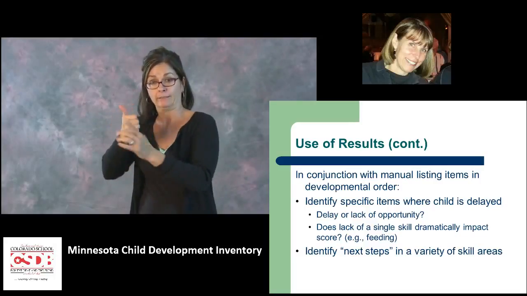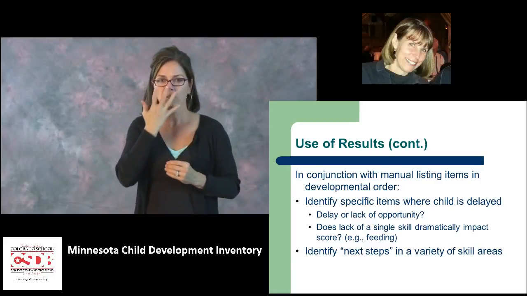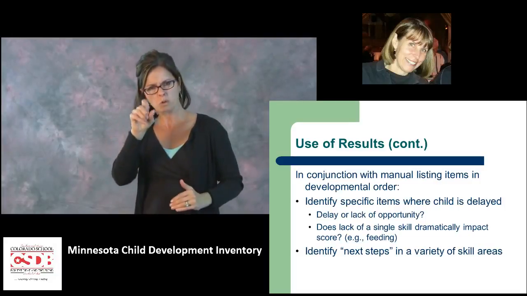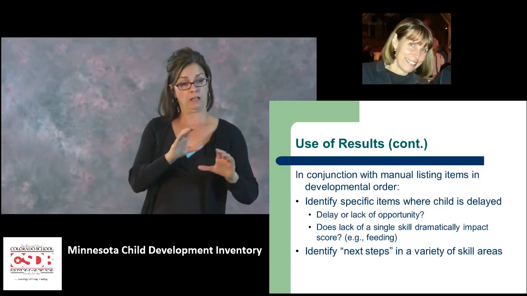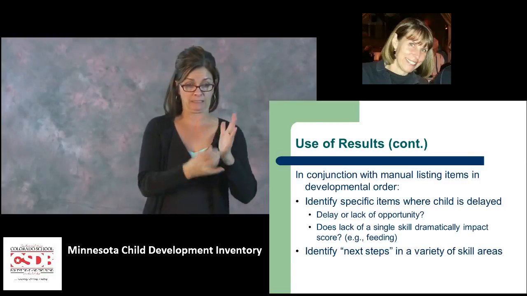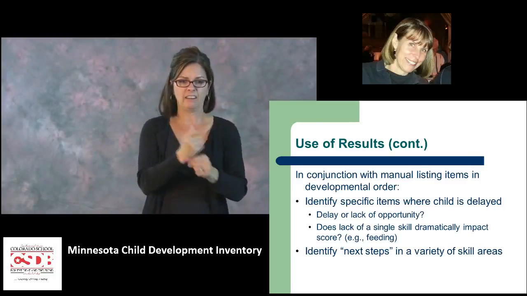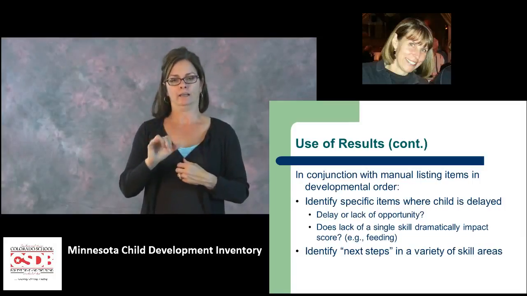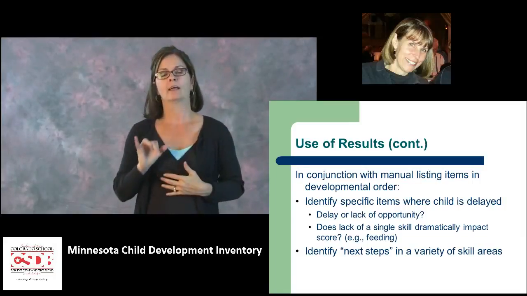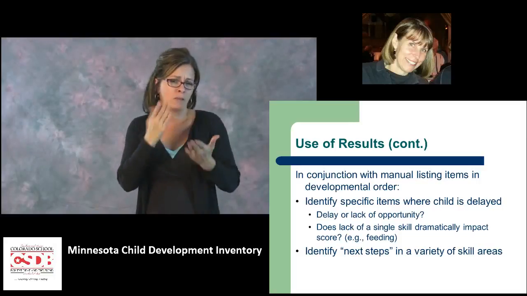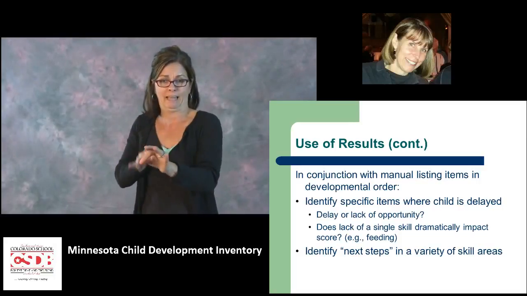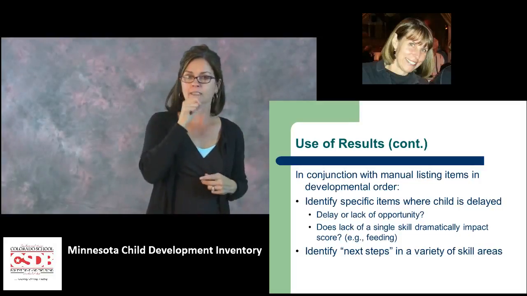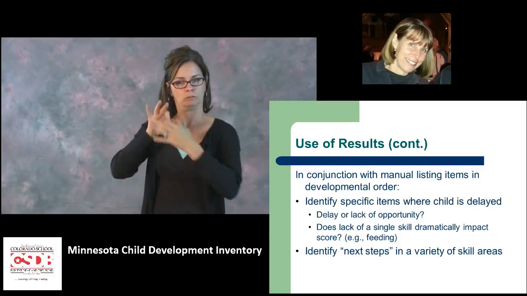So if you see, in self-help, the child scored very low. However, the items that they're actually missing that are technically appropriate for their age are all items that involve food and eating by mouth, then that allows you to interpret the score in that light. That perhaps they really don't have a delay in the area of self-help, but at the current time, for physical reasons, they're not able to have the opportunity to get points for those items.